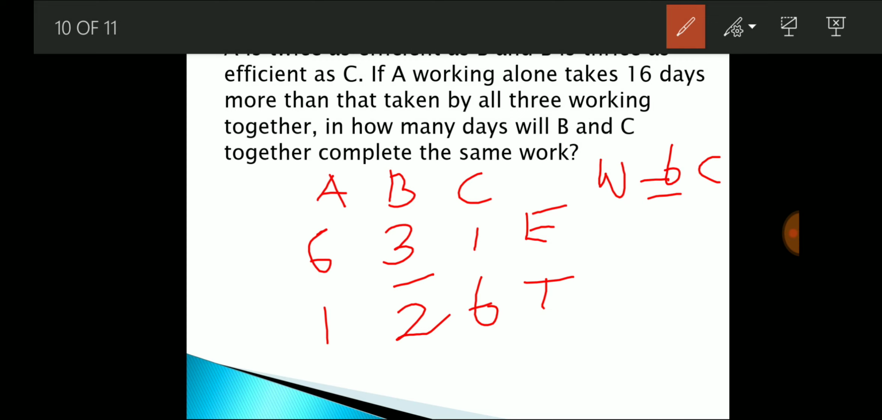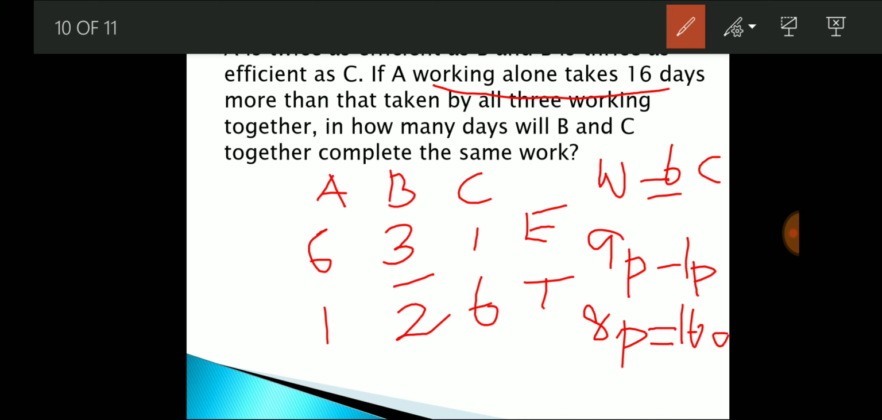So what they have given is A working alone takes 16 days more than the time taken by all three working together. So if all three work, the time taken is going to be 6 plus 2 plus 1, 9 parts of the time, and A working alone will take 1 part of the time. So which means A takes 8 parts more than all three working together, which is equal to 16 days.